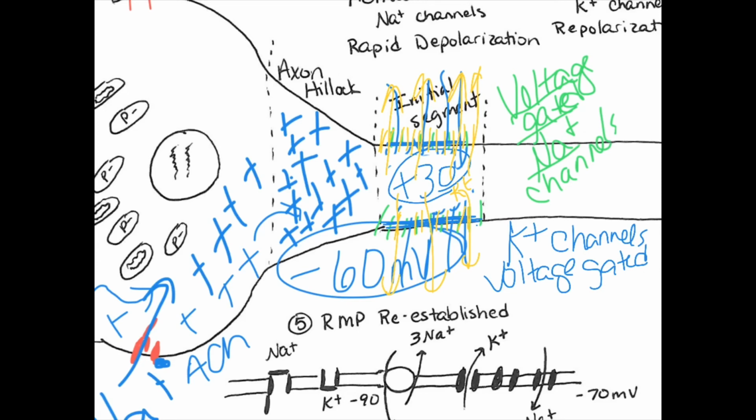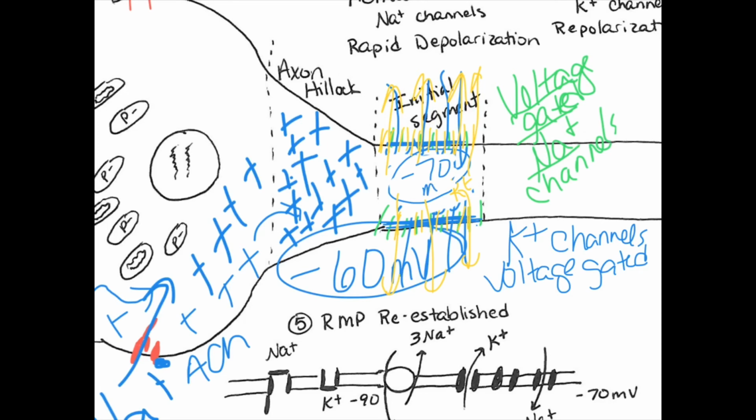So if potassium's leaving the cell, taking its positive charge, what's going to happen to that initial segment? What happens to the charge inside that initial segment? It's going to get more negative. So now we're going to go from +30 and become more negative. What that means is it's going to go from +30 to +20 to +10 to 0, to -10, -20, -30, -40, -50, -60. It's going to go all the way down to -70.